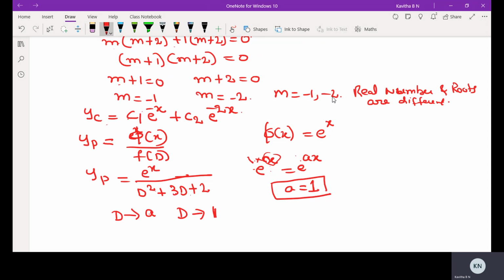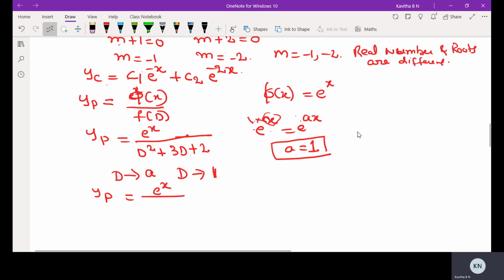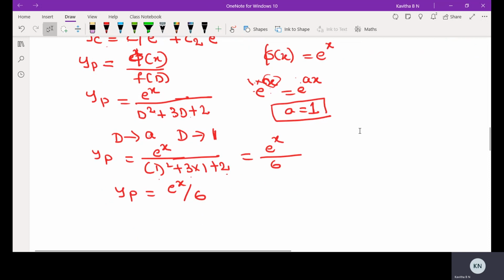YP is equal to e to the power of x by, okay, D square is 1 square plus 3 into 1 plus 2. Then e to the power of x divided by 1 plus 3 plus 2 is 6. Here YP is equal to e to the power of x by 6.